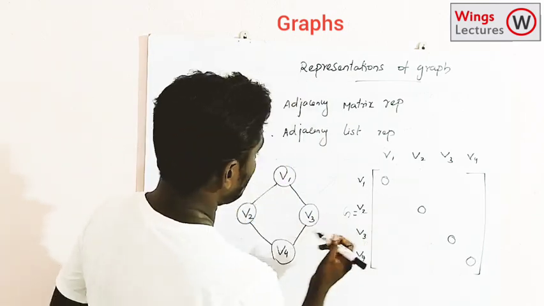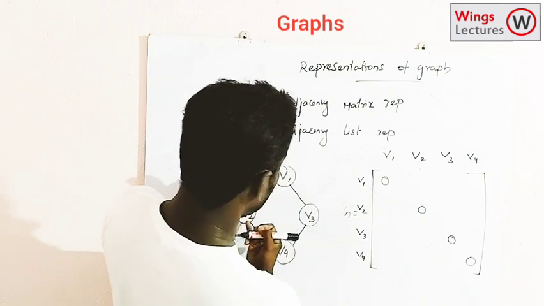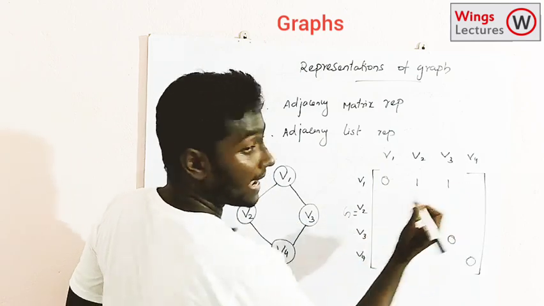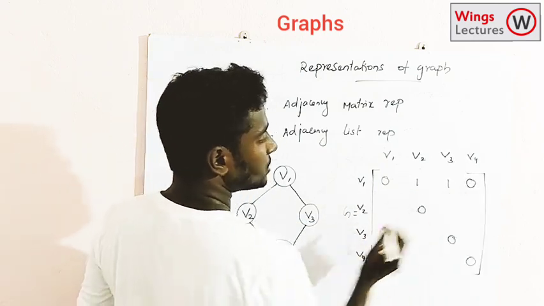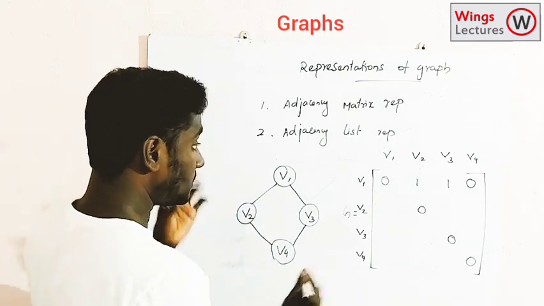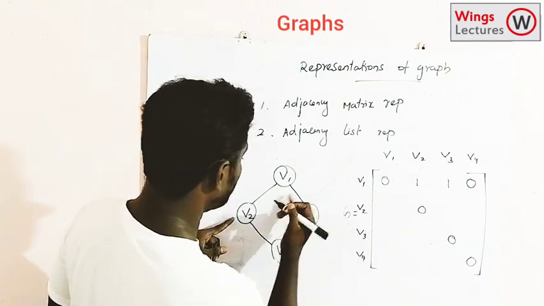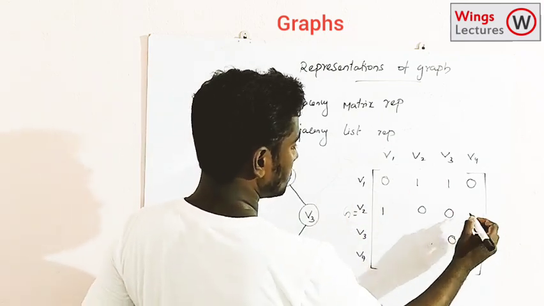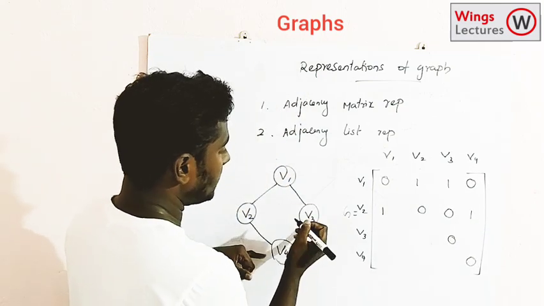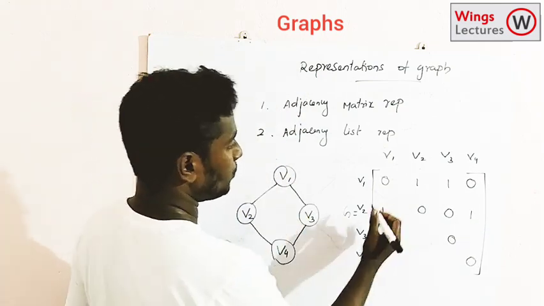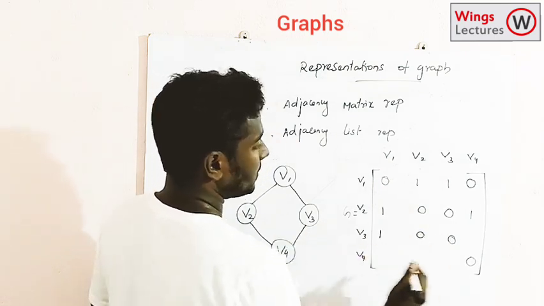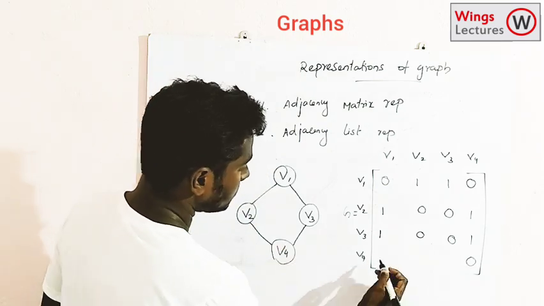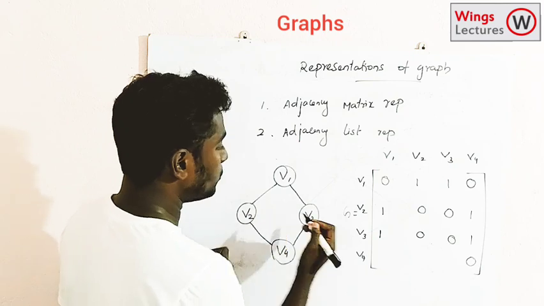Next, from V1 to V2 we have an edge, right? And from V1 to V3 we have an edge, but there is no edge between V1 and V4. Using the same logic, for V2 to V1, yes, we have the edge. For V3, no edge. For V4, we have. From V3, we have connections to V1 and V4. There is no connection between V3 and V2. Next, from V4, we have connections to V2 and V3.